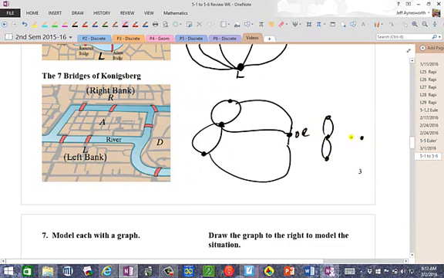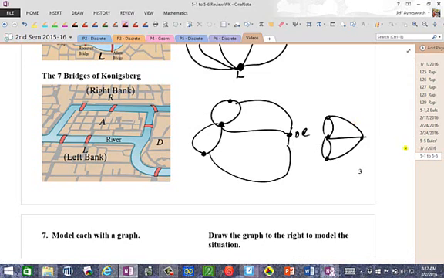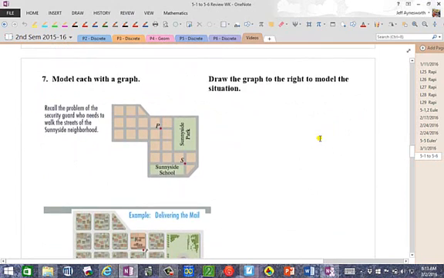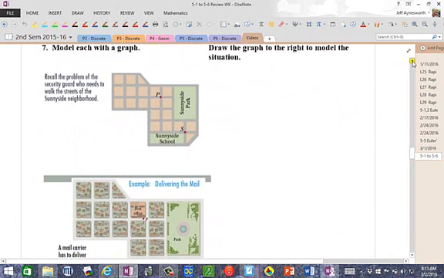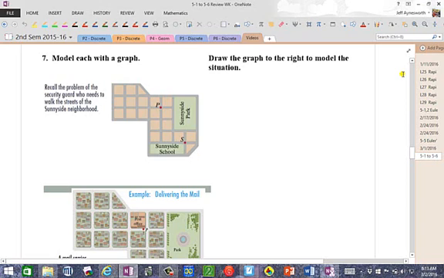Okay? And this is the islands, 7 bridges of Königsberg, or today is called Kaliningrad. Okay? And then we could also ask if it's possible to travel along here and walk along each bridge once, traveling from landmass to landmass. Okay, on these other types here, number 7 here, we got a security guard who needs to walk the streets of the Sunnyside neighborhood.